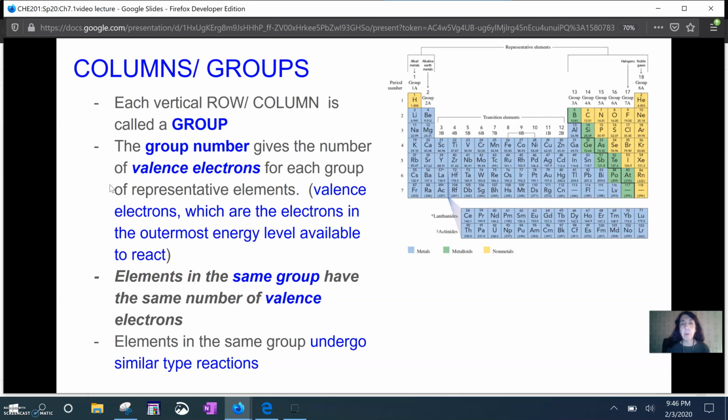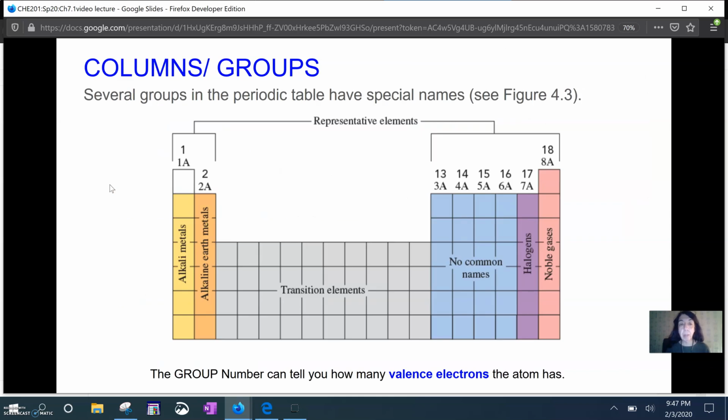Then we can look at the vertical groups, up and down, or columns, what we call groups. And the group number, you see on top here, the little group number 1A, 2, 2A. Those group numbers give the number of valence electrons for all the representative elements in that group. These are the outermost electrons that are available for reaction. Elements in the same group have the same number of valence electrons, which means they will undergo similar types of reactions. So the alkali metals are in column 1. They have 1 valence electron. The number of the group is the number of valence electrons.